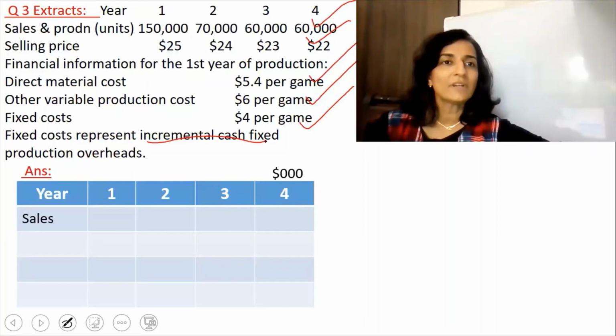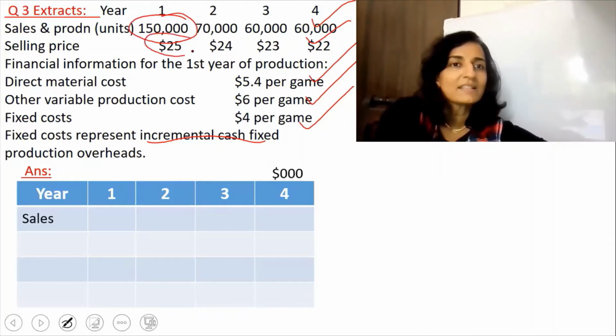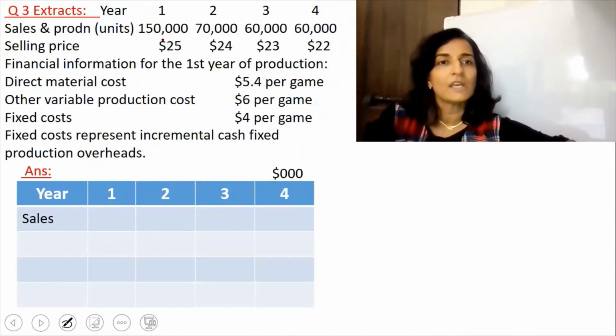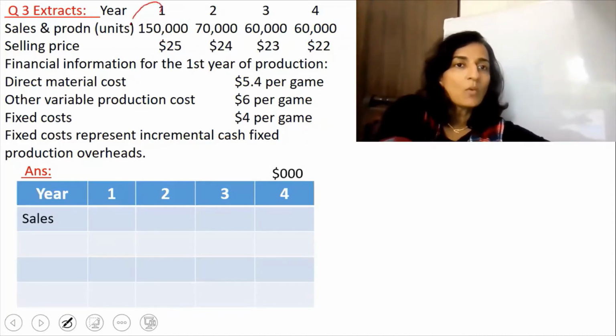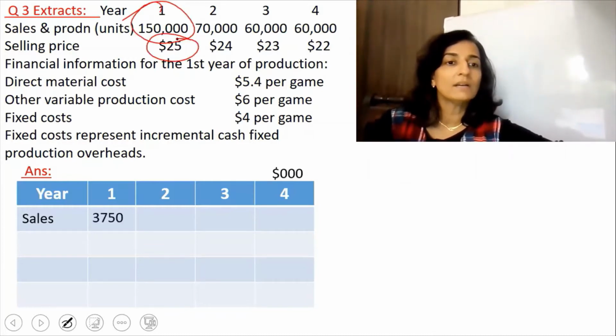Sales. What is the sales figure? For the first year, we are selling 150,000 units and the selling price is $25. So what is the answer? It is 150,000 into 25. That will come under year 1, 3,750. That is in thousands of dollars. So we have omitted the 3 zeros.